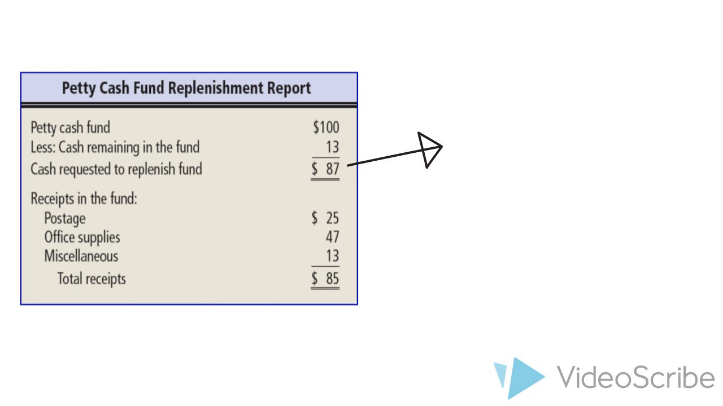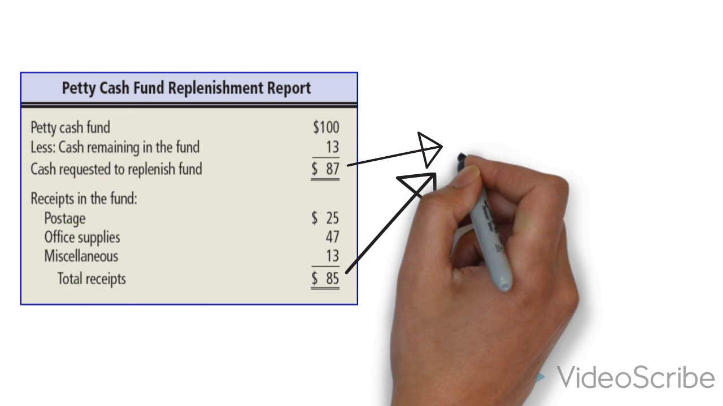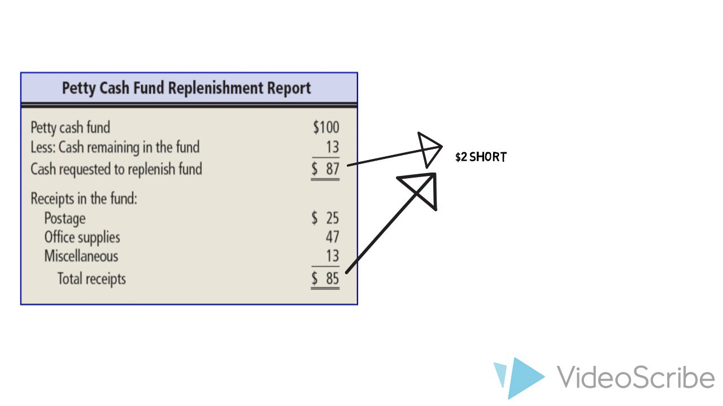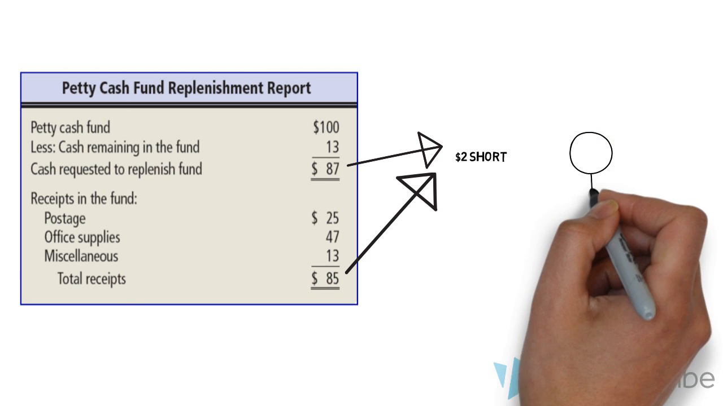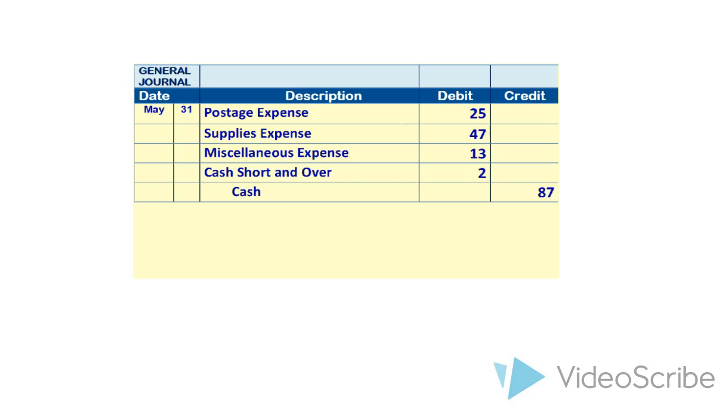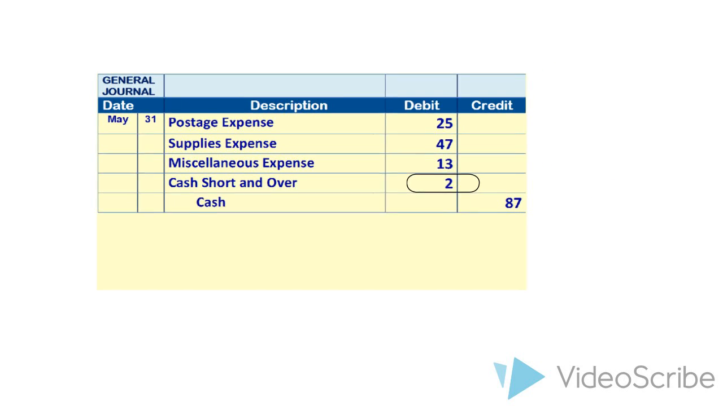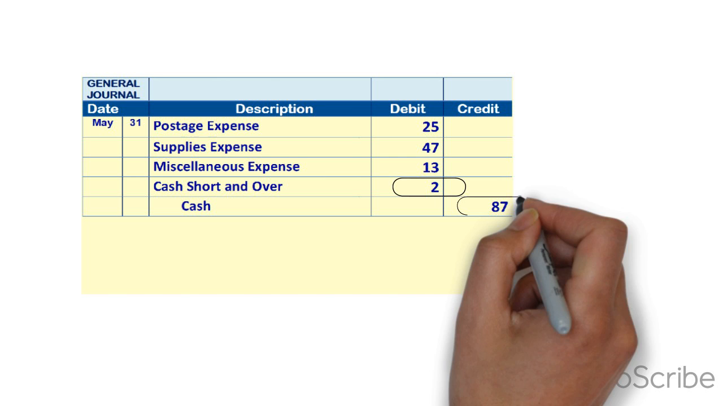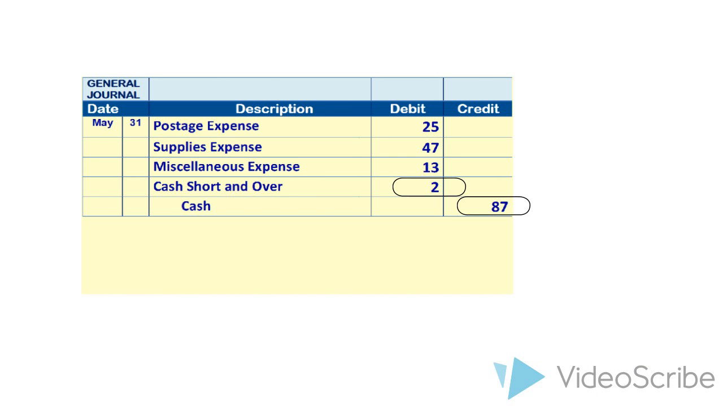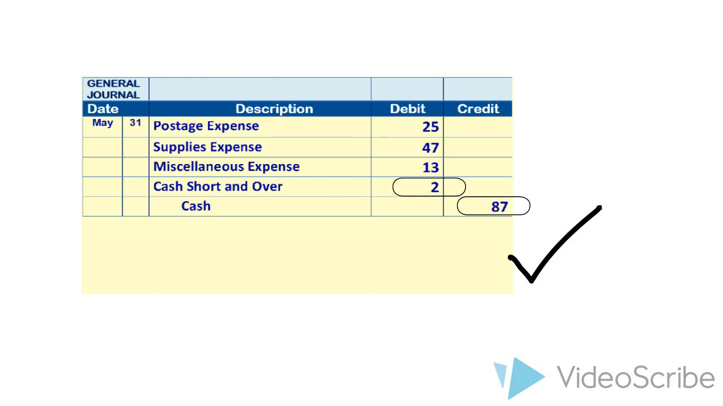For example, in this report, we can see that there is a shortage of $2 as the cash requested to replenish the funds and the total receipts do not match. Hence, when Mary creates the journal, she must add another account called cash over and short in order to compensate for the shortage of the $2. In this case, the account is debited in order to make up for the shortage. Hence, Mary is reimbursed for $87 even though her receipts only show $85.